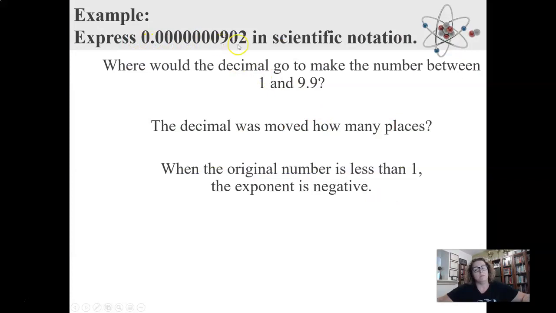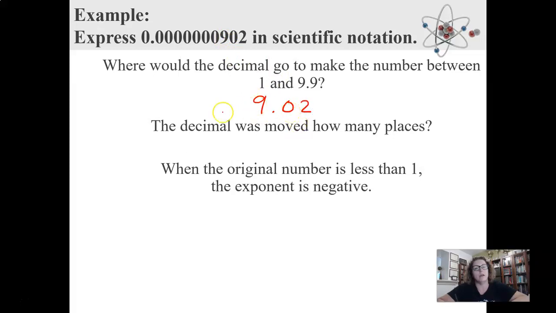If I take this number, okay, so here's an example. Let's work it out together. If I take all these zeros, okay, and then 902. And I want to move the decimal however many times as I need to, to get a number between 1 and 9.9. So I'm going to take this decimal right here, and I'm just going to keep moving it. Okay, so there's a decimal right there, 1, and then 2, 3, 4, 5, 6, 7, and 8. Okay, sorry, it's not coming up here. So I moved it 8 times. Okay, and I'm going to put that decimal right there.